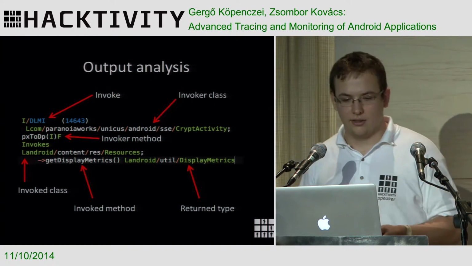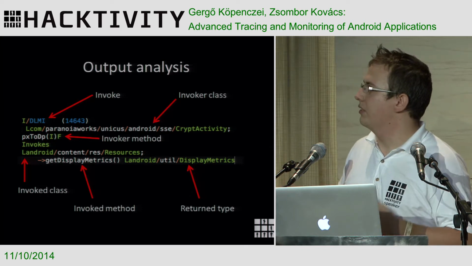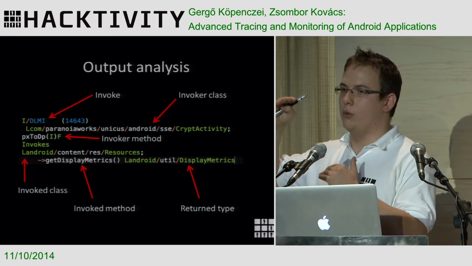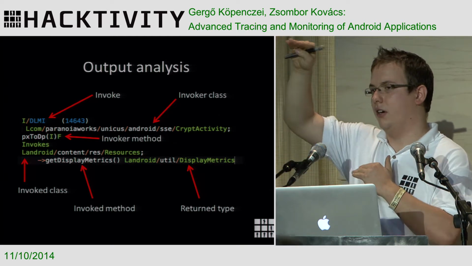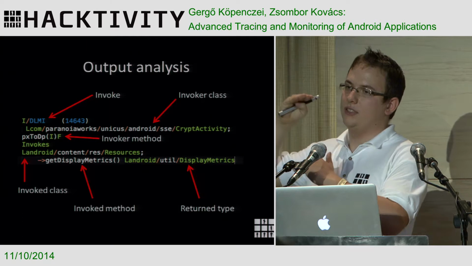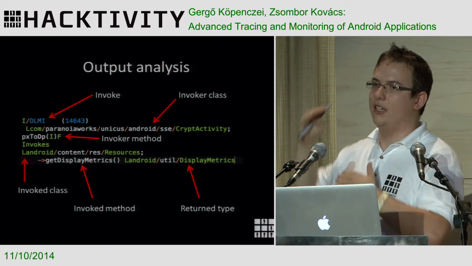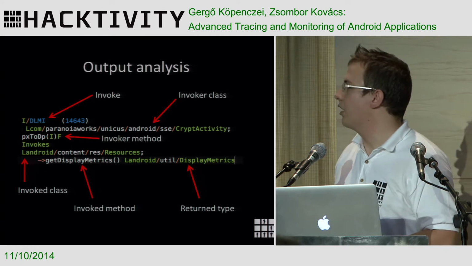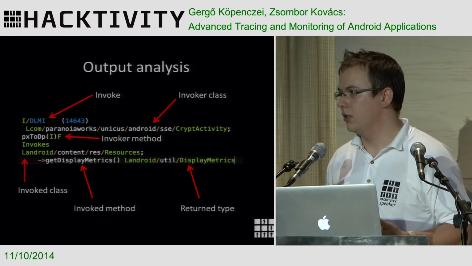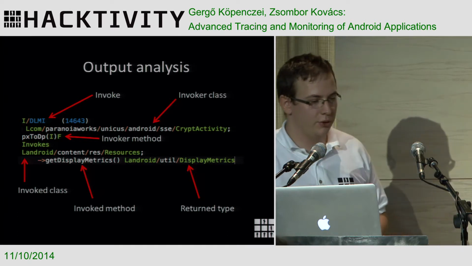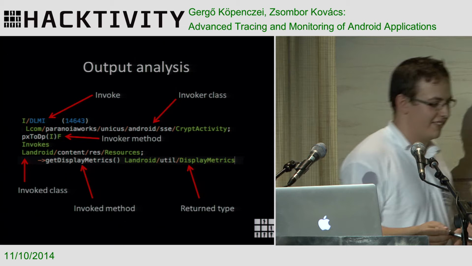These log types are really easy to follow because there is always a start of a method, in between there are some invokes, and at the end there is an end of it. So it's a really well-structured output in the system log. And with that, I think Zsombor is going to show some demo.